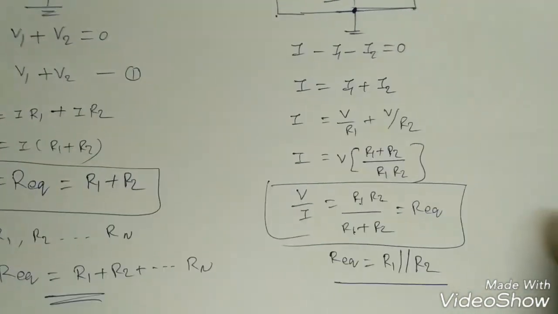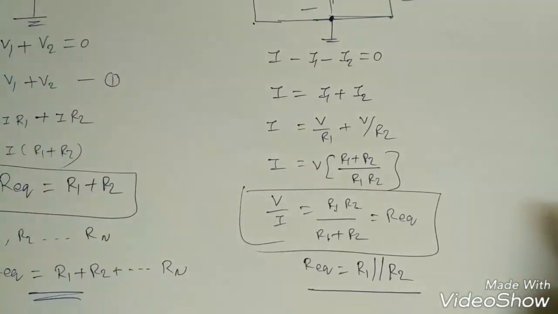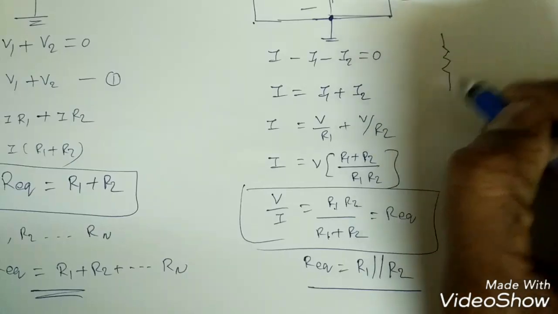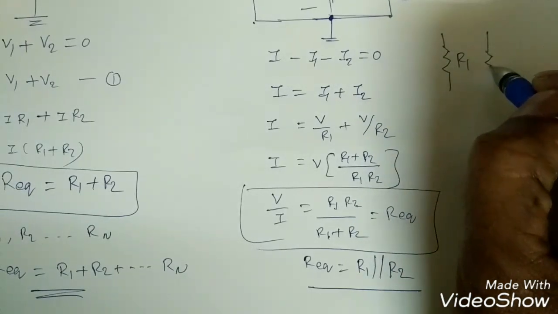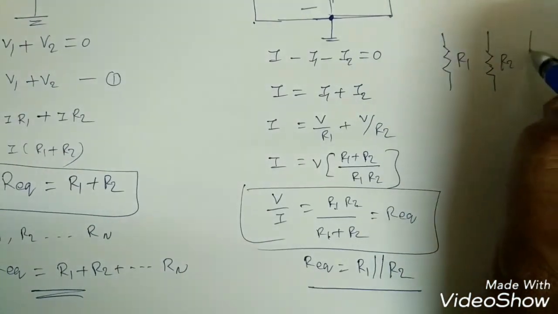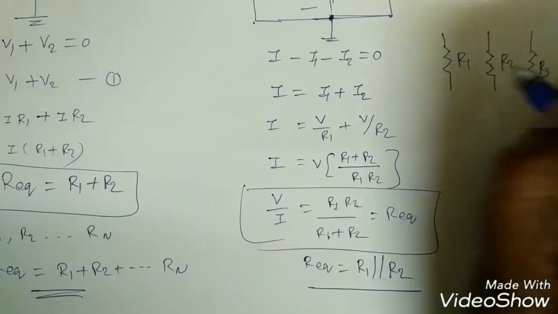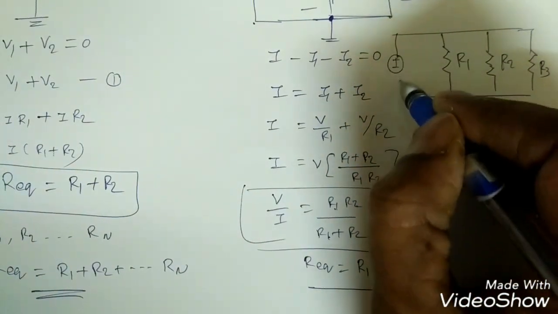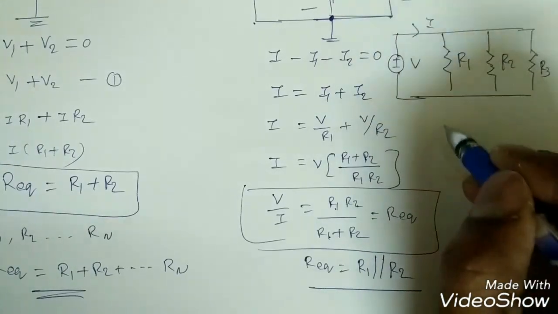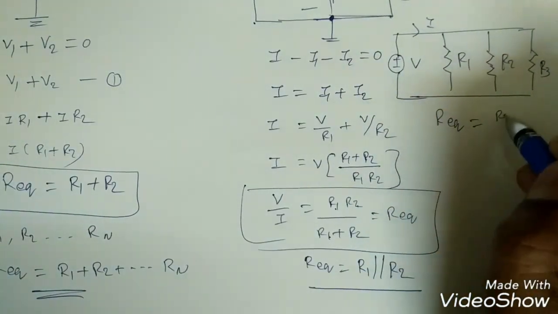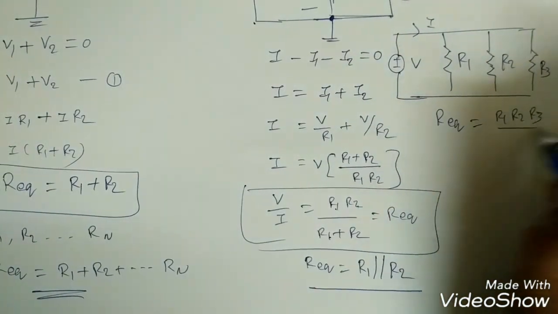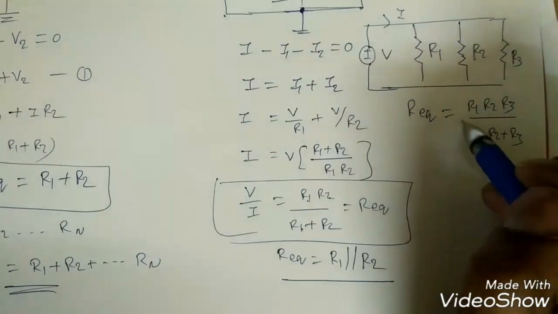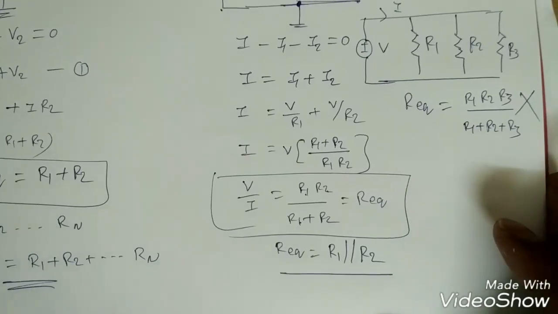Now suppose there are three resistances in parallel, so how can we write? If these three resistances are in parallel like this, R1, R2, R3, and there is a voltage source V and I. So I cannot write R equivalent is equal to R1 R2 R3 by R1 plus R2 plus R3. So this is wrong, right? We cannot proceed like this.